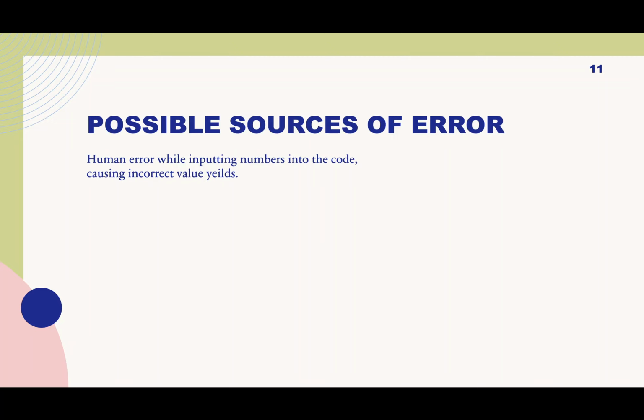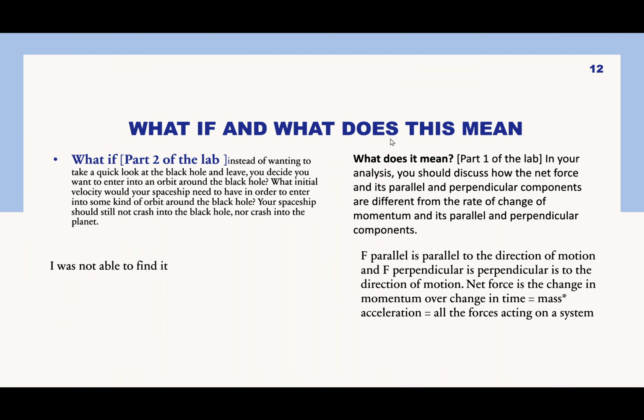Now, our possible source of error is human error while inputting numbers into the code, causing incorrect values, which may have been a source of error. And then our what if, and what does this mean? Now, what does this mean?